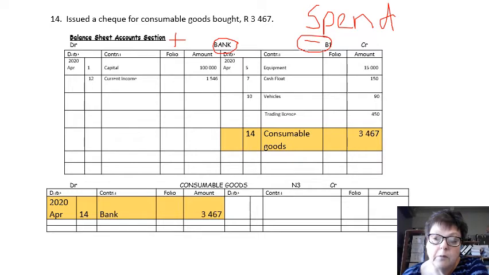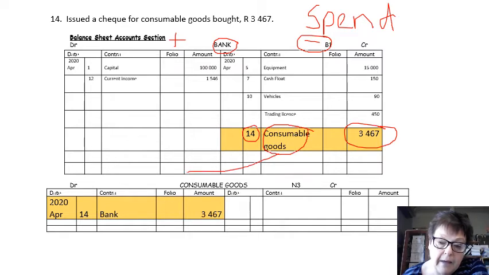The date is the 14th. We are spending 3,467. So the 14th and the 3,467 shouldn't be a problem. In contra, you need to write the name of the other account concerned. On what are you spending? You are spending on consumable goods, which means that the other account concerned will be consumable goods. Consumable goods is an expense. I'm going to write the expense.